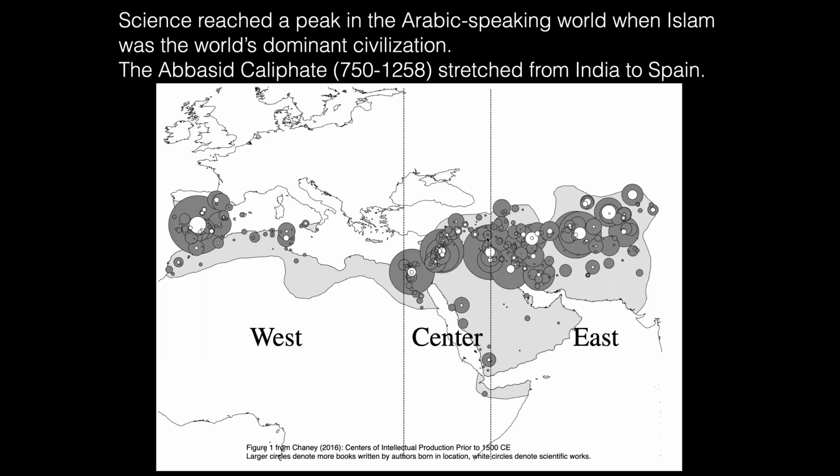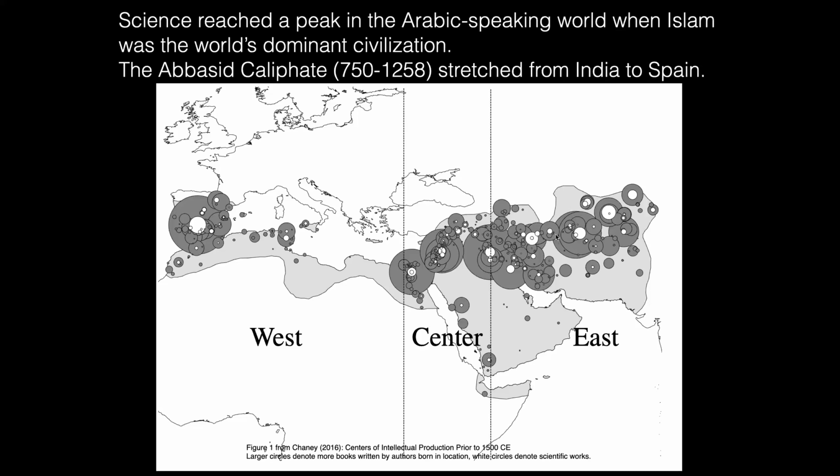This work was mainly done in the heart of the Abbasid Caliphate, which was right about here in present-day Iraq, Iran, Syria. The dark circles on this map show the number of scholarly books that presently exist in the Harvard College Library by people who were living in these different places in the Abbasid Caliphate. The white circles within the dark circles are the proportion of scientific books that were published in each of those areas.